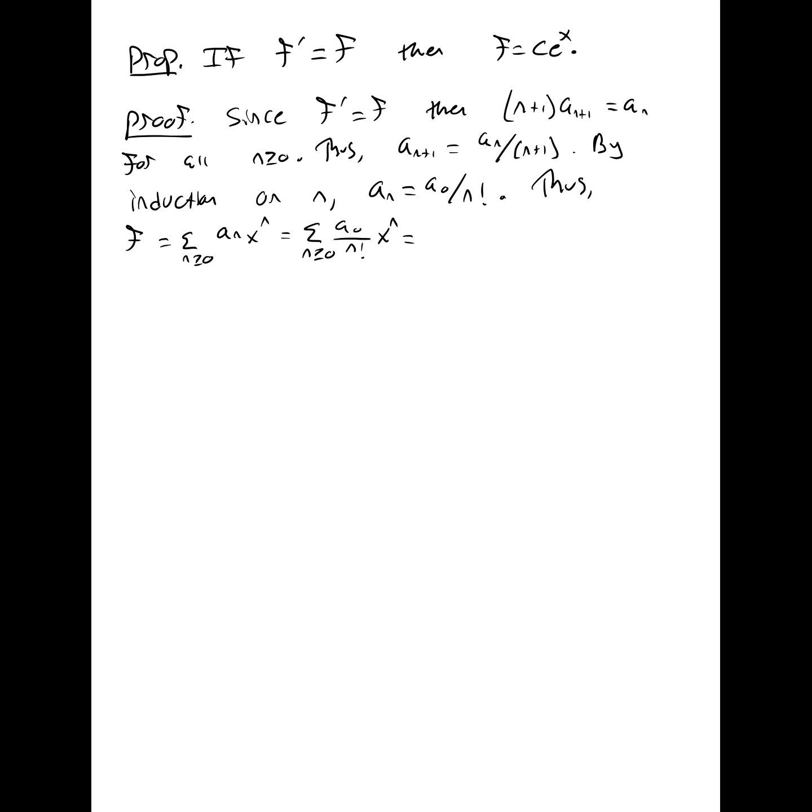Which is identically, we can factor out this a sub 0, and that ends up being the power series for e to the x. So this ends up being a sub 0 e to the x. So this a sub 0 is our constant. I mean, I wrote in the proposition that it was c. I could have been more suggestive about that, but we did find some constant that did this for us. So that ends our proof. And that actually ends the section as well. Thank you for listening.